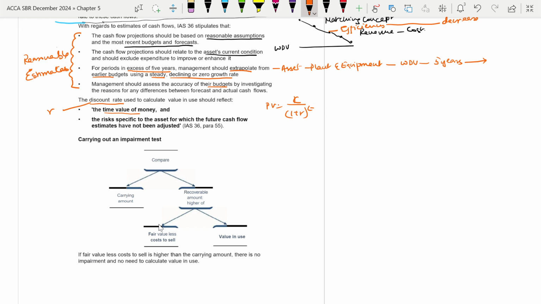The risk specific to the asset for which the future cash flow estimates are made: what is the risk? Risk is nothing but the discount rate. What happens if the value of R increases? If the value of R increases, present value will decrease. If the value of R is decreasing, present value will increase. I am putting it in a box. This is with respect to time value of money.